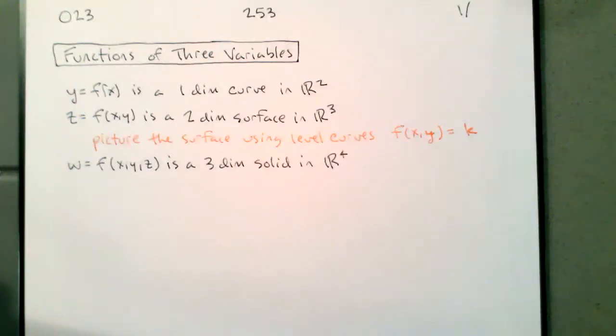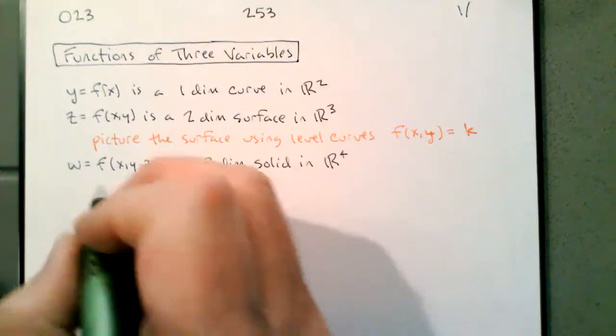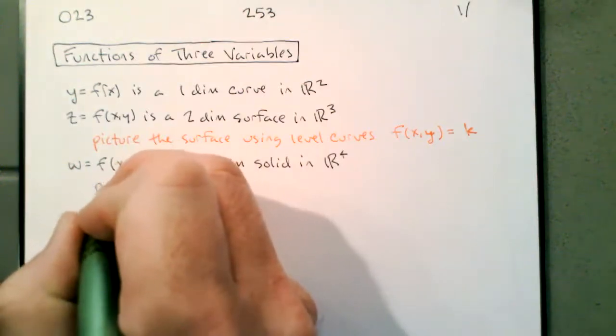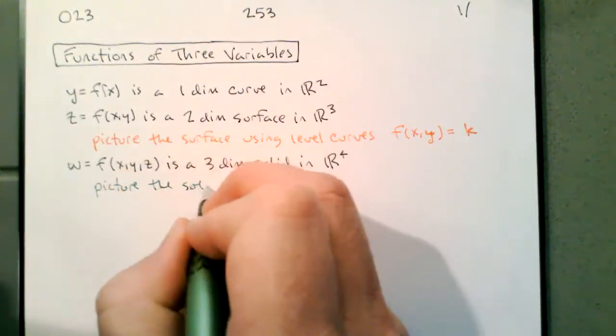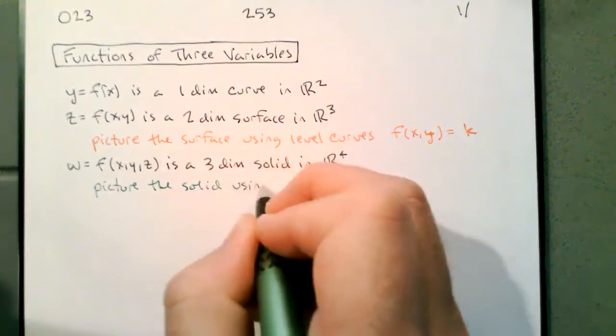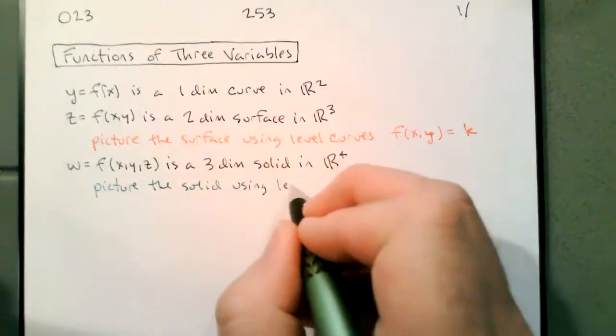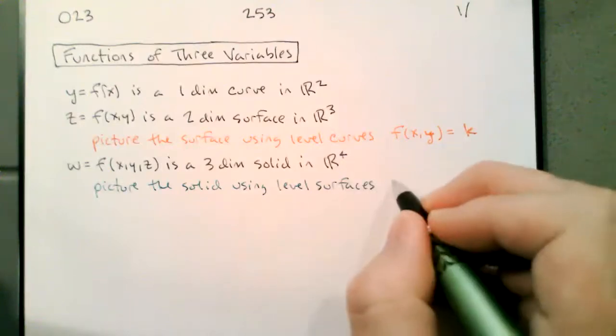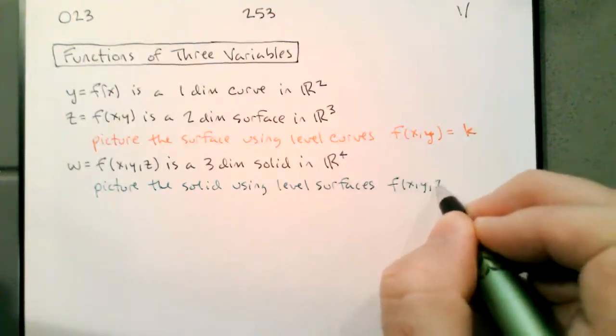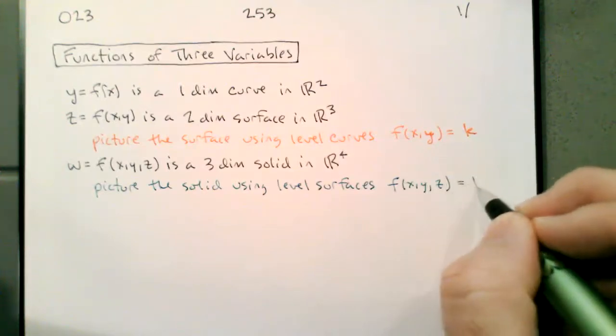So what we can do is, unsurprisingly, the same thing that we did before, because that's all we ever do in math. We just do the same thing that we ever did before, and we adapt it to the new scenario. So we're going to picture the solid in slices. We'll picture the solid using level surfaces, where f of x, y, and z is equal to some constant.